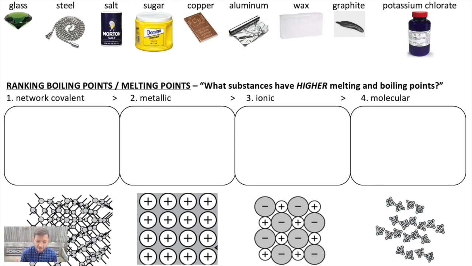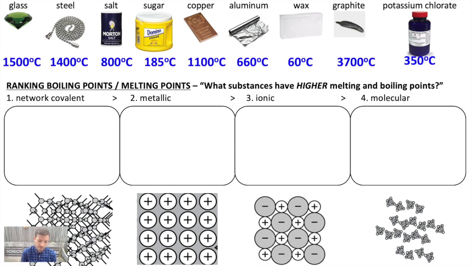On your notes, I just have a handful, or 2 handfuls, I suppose, of some everyday substances that you might find around you. Glass, steel, salt, sugar, copper, aluminum, wax, graphite. Maybe that last one, potassium chlorate, isn't so common, but we certainly have it in our laboratories. Of those substances, if you were to research which ones have the highest melting points and which ones have the lowest boiling points, maybe you're even mentally guessing right now, which you should, you would find roughly those temperatures for the melting points of those solids.